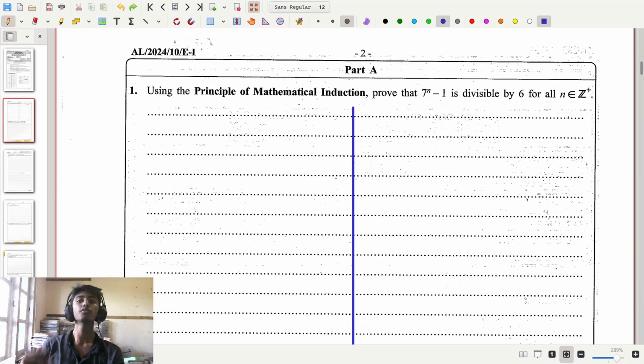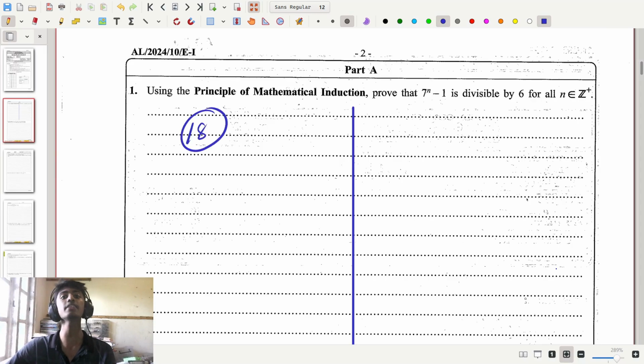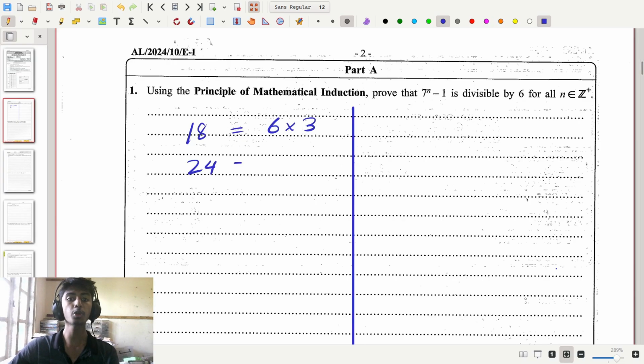So basically, for the set of positive integers, which is the set that goes 1, 2, 3, 4, 5 and so on, for every single n in that set, we need to make sure that 7^n minus 1 is a multiple of 6. And to be a multiple of 6, of course, you just need to be 6 times some integer. For example, 18 is a multiple of 6 because it can be written as 6 times an integer, which is 3. 24 is a multiple of 6 because it can be written as 6 times 4, and so on.